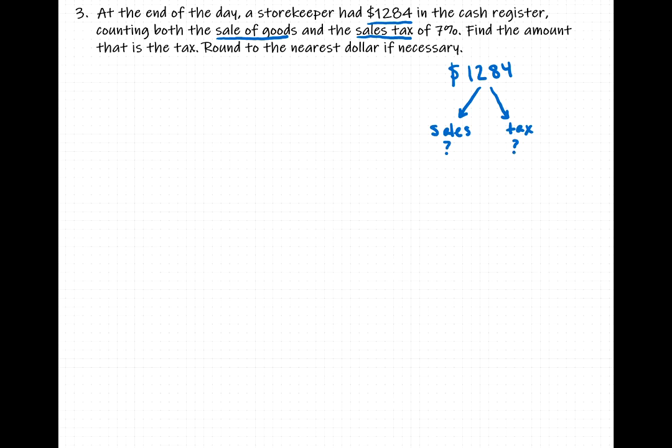All right, so since we have two unknowns here, let's give them both symbols and let's introduce the variables. So let's say sales and tax. So these are the two unknowns that we have to work with. And if we call X, let's say sales will be X, well then what's the relationship between the amount of sales and the amount of tax? Well, the sales tax is 7% of the sales. So we could say tax is 7% of the sales.